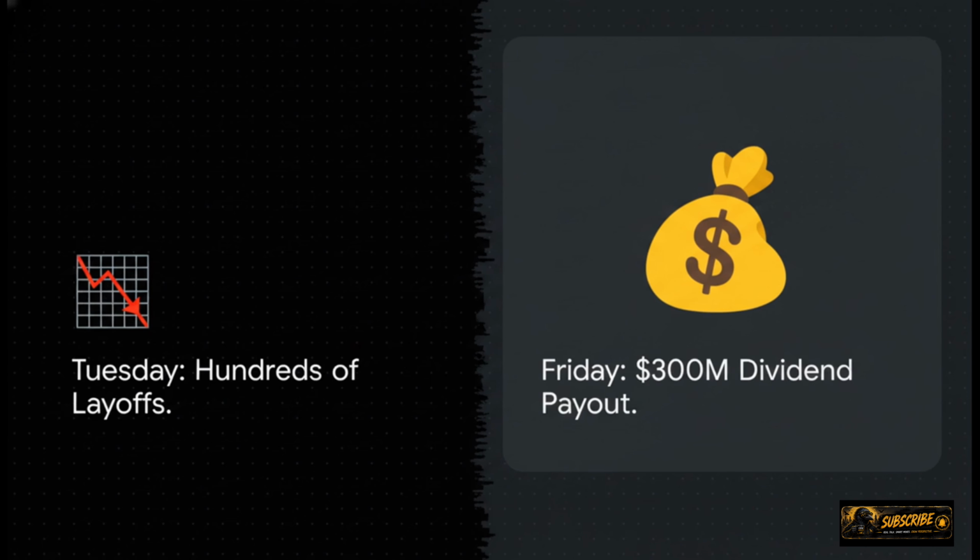Same company, same exact week. One group loses absolutely everything, and the other group gets a massive check. This cognitive dissonance, this is exactly where the rules of money completely stop making sense to the average person. But once you understand the actual mechanics at play, it starts to look incredibly calculated.